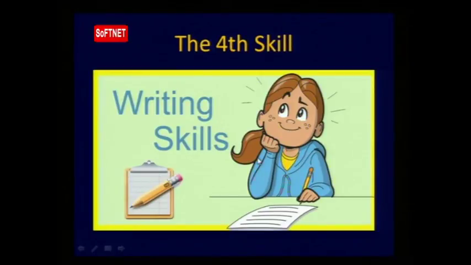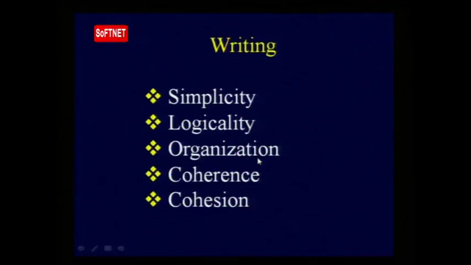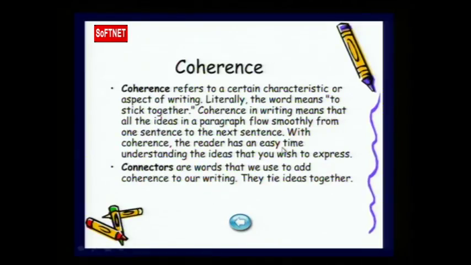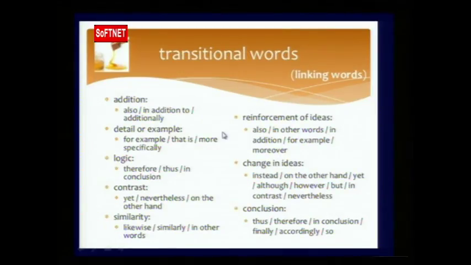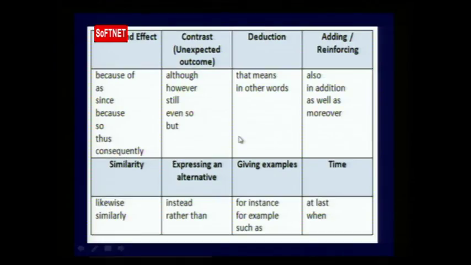The last skill is your writing skill. Writing skill, you have to take into consideration the simplicity, the logicality, organization, coherence and cohesion. Coherence and cohesion are very important when you write. It gives a link between one sentence and another sentence, one paragraph and another paragraph. And for this, you have to make use of transitional words. Transitional words are nothing but linking words to make connections between one sentence and another sentence.